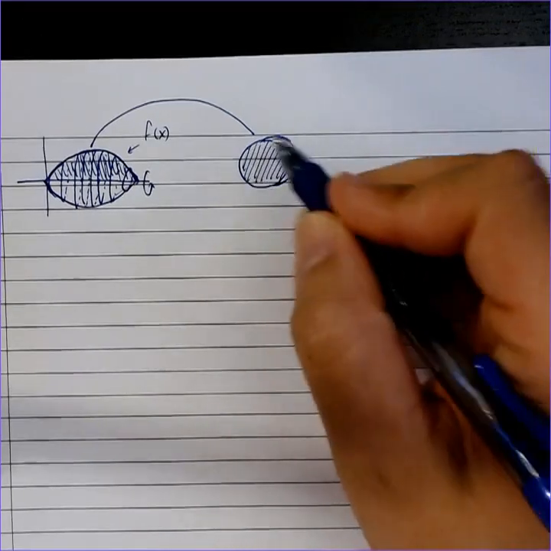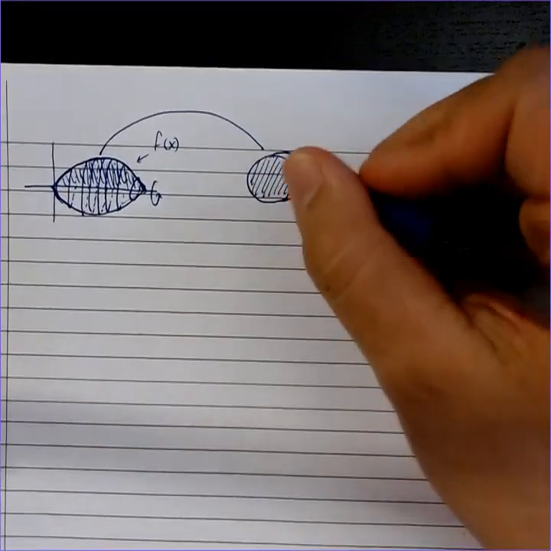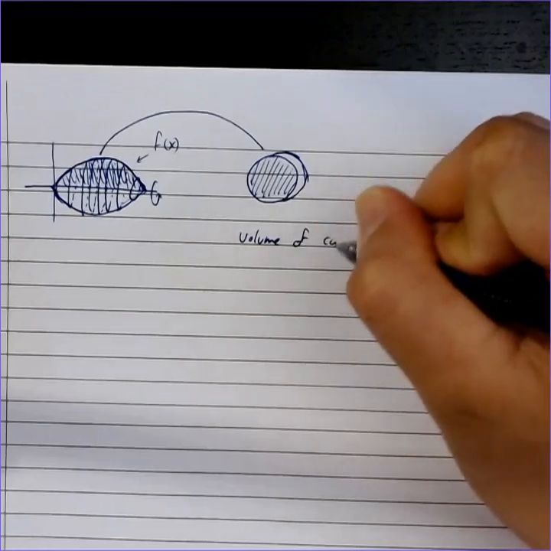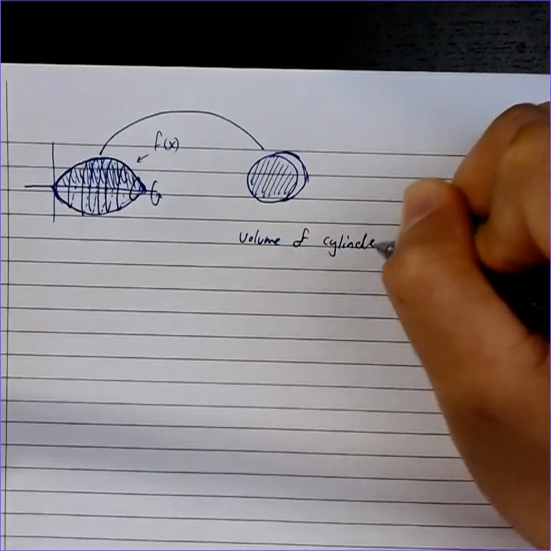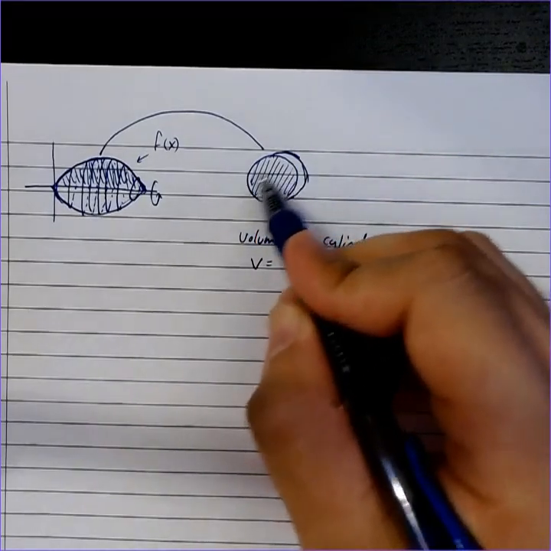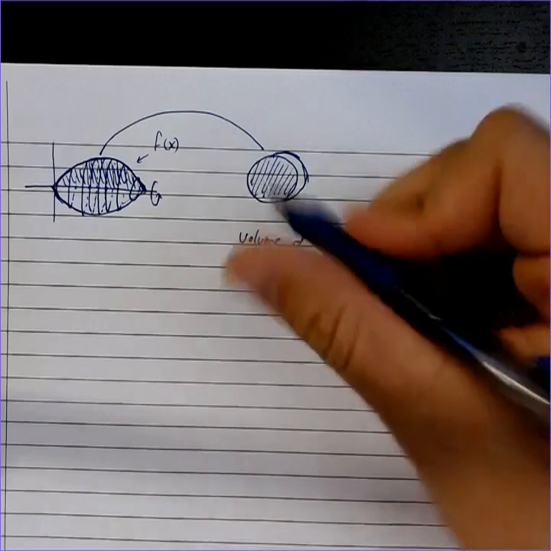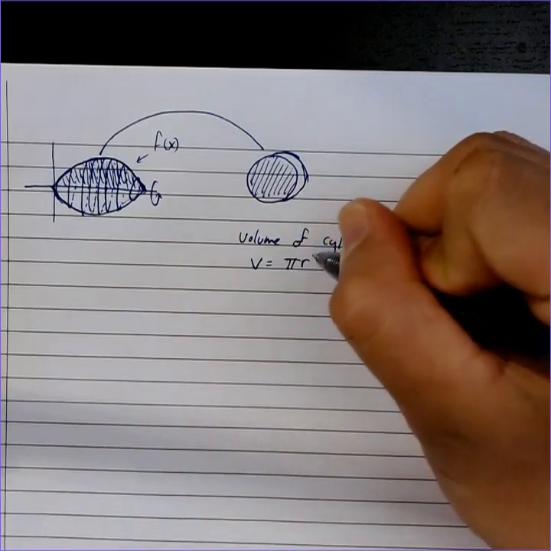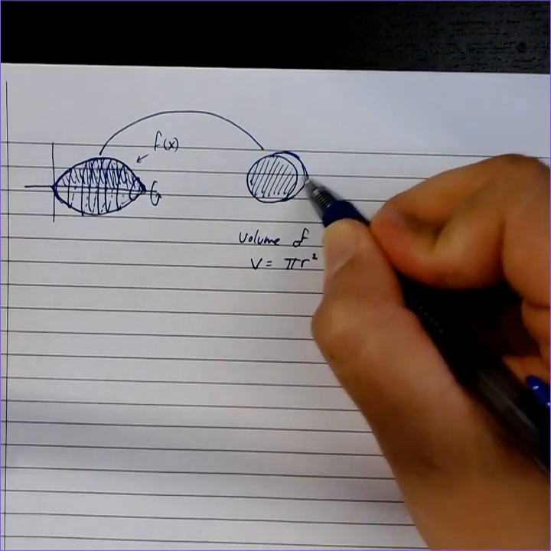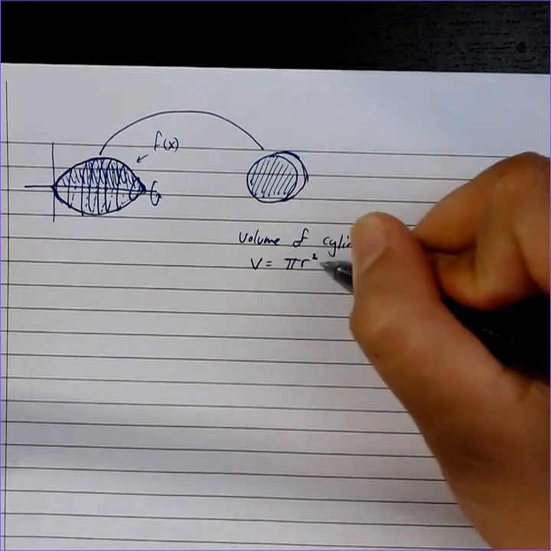Well, notice this disc is basically just a cylinder, and I know the volume of a cylinder. Volume of a cylinder is given by volume is equal to, we're going to take the area of the face, the area of that circle, which is pi r squared, multiplied by the height of the cylinder, which in this case is a very small height. It's very, very thin, but it is still a height.